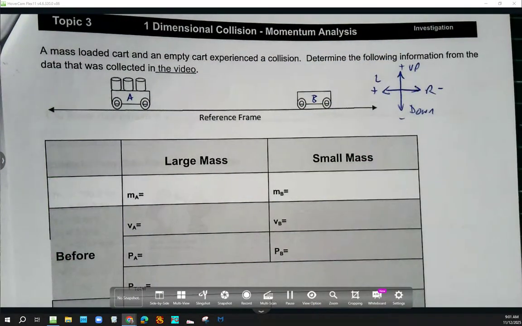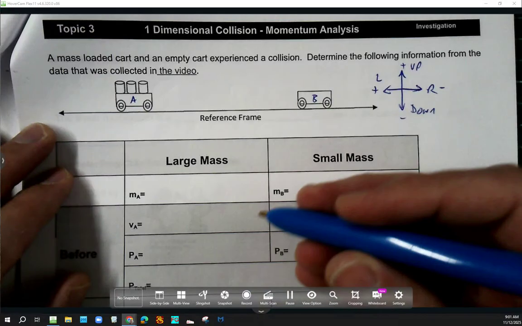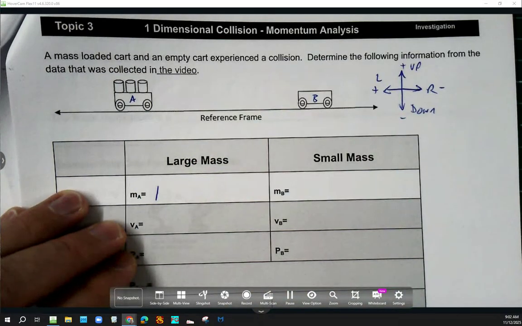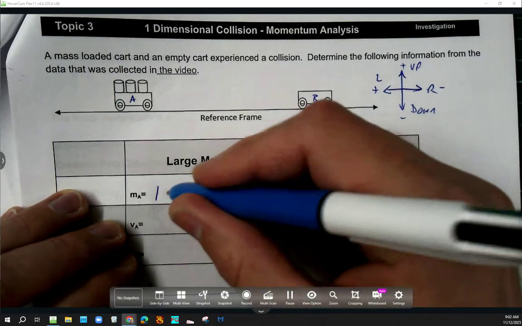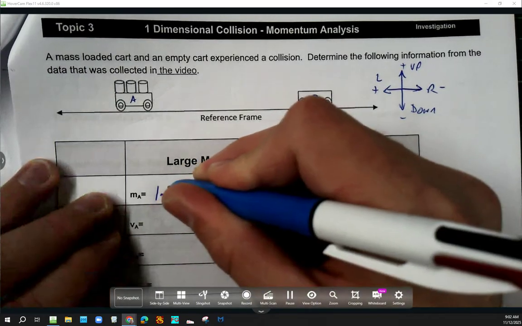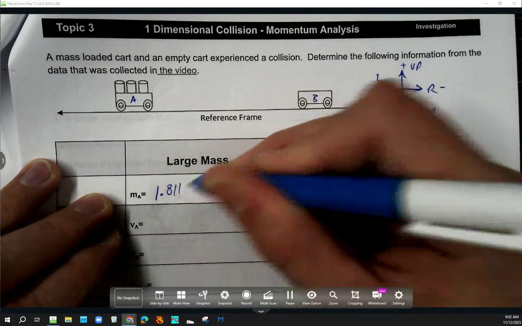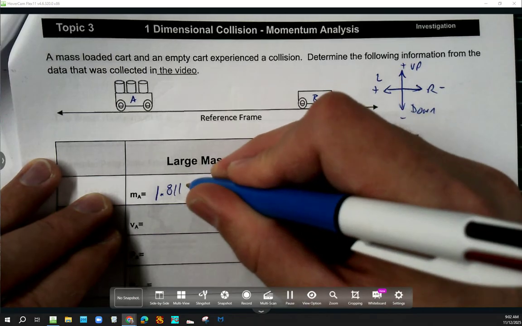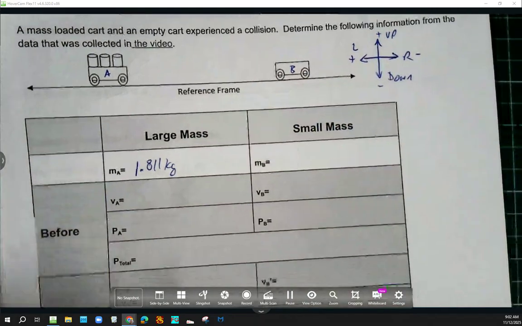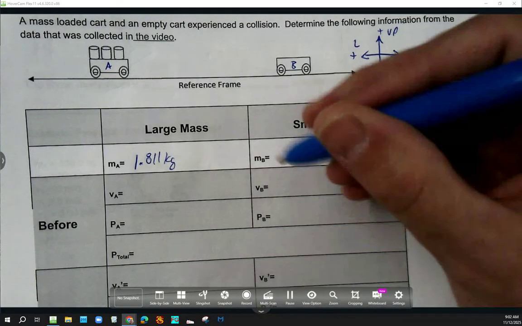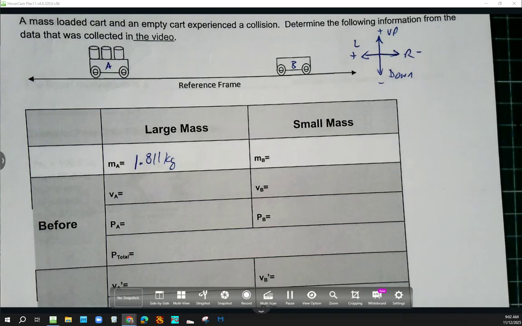And cart A is loaded up with masses. You can see that it's loaded up with masses because there's cylinders sitting on it. I went to an electronic balance, and there's a video posted if you want to watch it later, you're welcome to. I measured how much mass A was. It was 1.811 kilograms. You can tell that this is actual lab data because it's a weird number. That's how much it really was, okay? I'm not just blowing smoke. I really did this, okay?